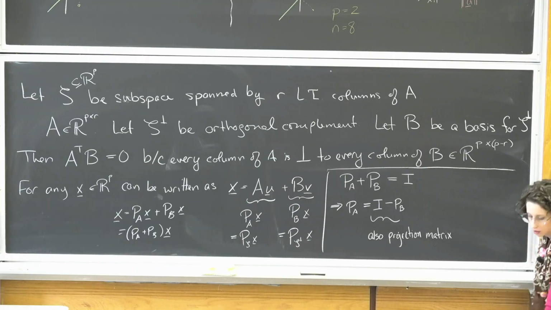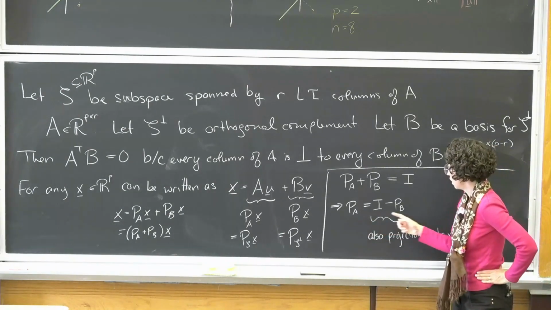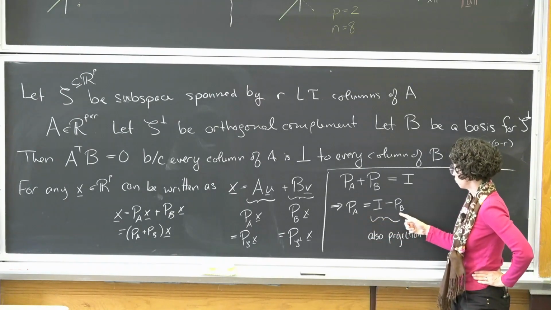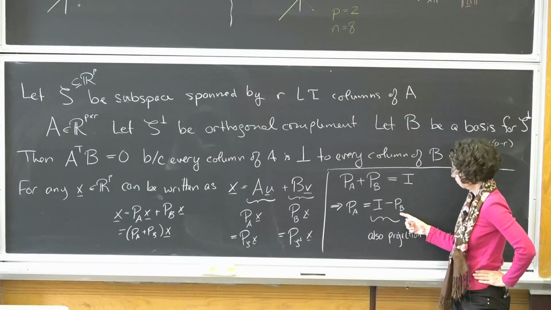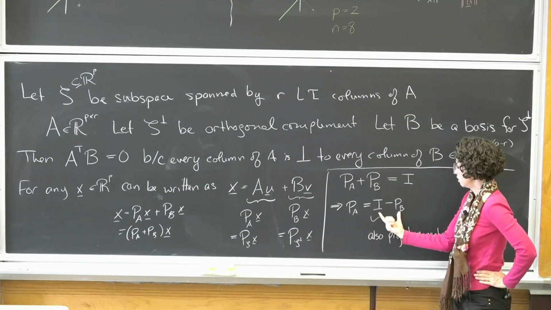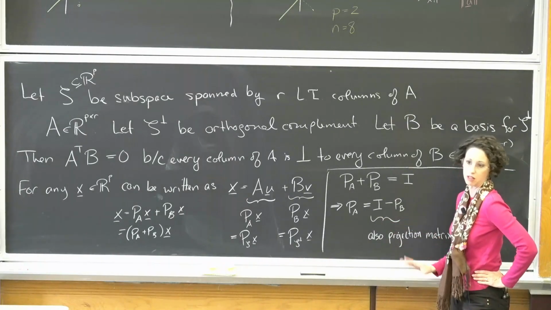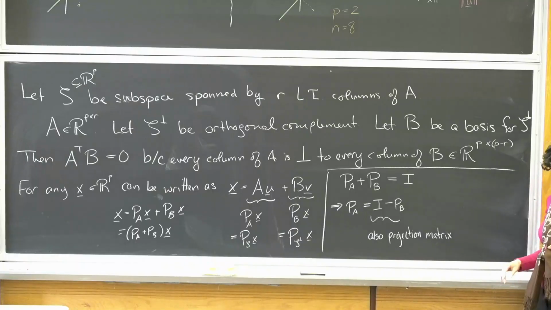Can you explain what it means, like also a projection matrix? I'm saying that if I take a projection matrix, PB, and subtract it from the identity matrix, then that difference is itself a projection matrix. That's all I mean by that also there.